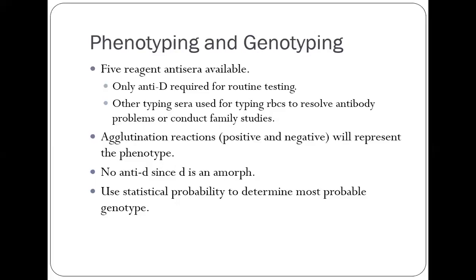So what we can do with these reagent antisera is look for agglutination reactions. Again, if there's agglutination, we know it's positive, and if there's no agglutination, we know it's negative. That's going to represent our phenotype. That's what we're seeing serologically. There is no anti-little d, since that truly is not a real gene, and little d is an amorph. But we can use statistical probability to determine the most probable genotype based off of the phenotype that we're seeing in these agglutination patterns.